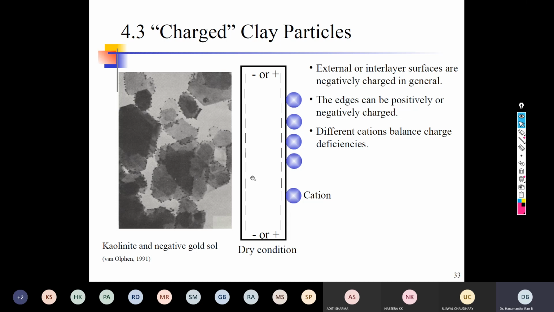Now this is the clay particle, a single clay particle. It is platy, and this is how it is represented. The edges can be positively or negatively charged, depending upon charge deficiency, but the surface is negatively charged. This is a common phenomenon. So external or interlayer surfaces are negatively charged in general. The edges can be positively or negatively charged. Different cations balance the charge deficiency. Okay. So here comes.